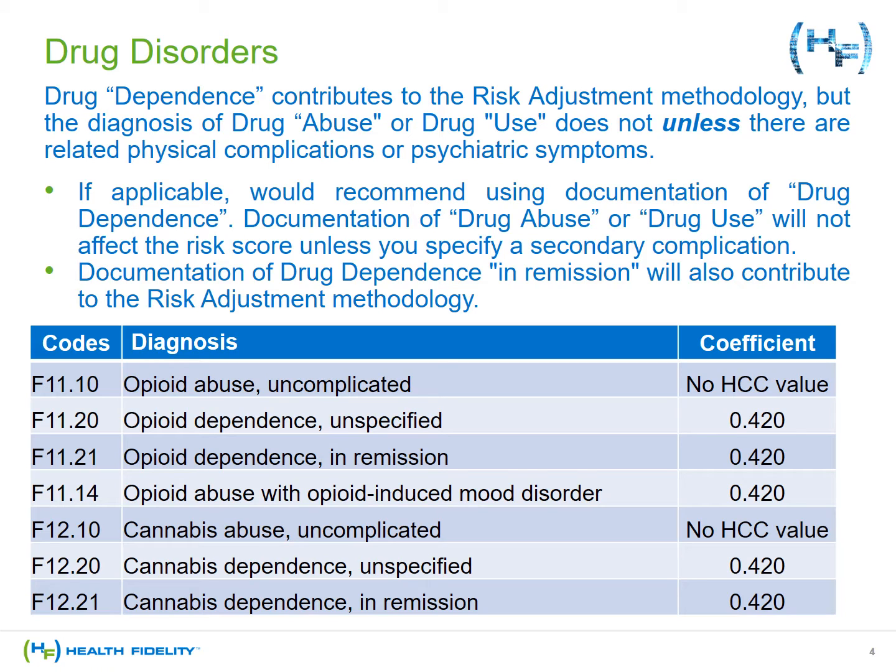So in the table below, I have included only two drug classes, and that is the opioids and cannabis, but there are many other drug classes specified in ICD-10. The first line shows opioid abuse uncomplicated, and you can see that there is no HCC value with that diagnosis code. However, if you documented opioid dependence, then there is a coefficient of 0.42. Opioid dependence in remission has the same coefficient, and if you wanted to use the phrase opioid abuse and you linked it with a secondary psychiatric or physical disorder, such as opioid abuse with opioid-induced mood disorder, then you will get a significant coefficient.